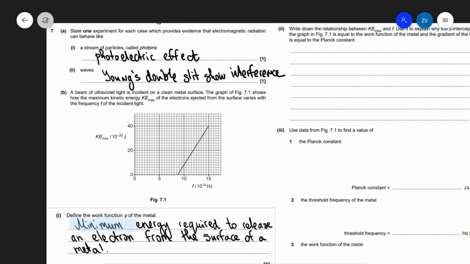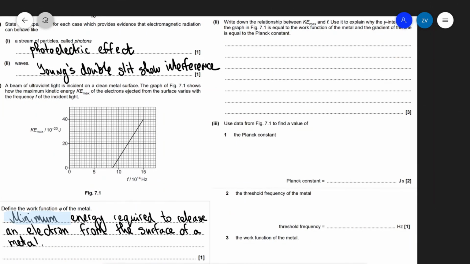For part 2, we need to write down the relationship between K max and the frequency, and then we also need to use that to explain why the intercept is equal to the work function and the gradient is equal to Planck's constant. Well, let's do this. The relationship is given by Einstein's equation, which is hf is equal to phi plus K max. Now, what we need to do is rearrange for K max because that's on the y-axis, and then use y is equal to mx plus c analysis.